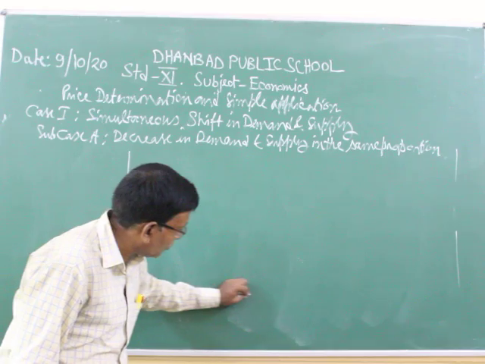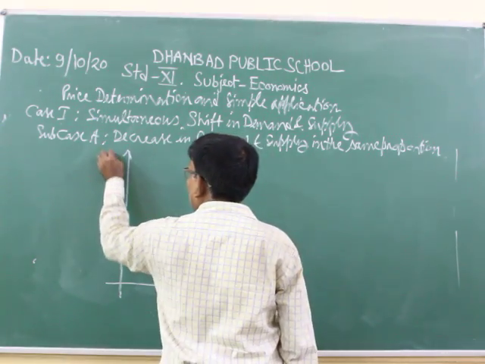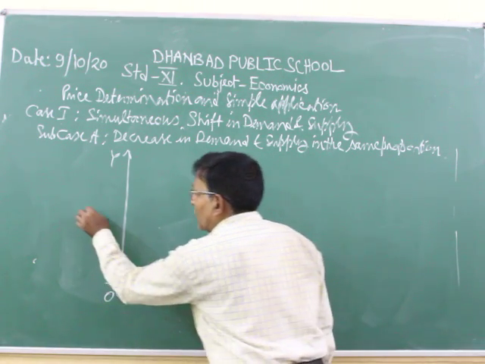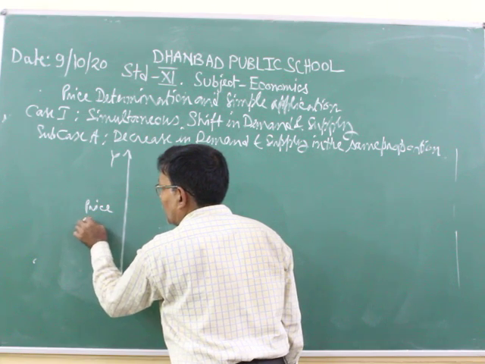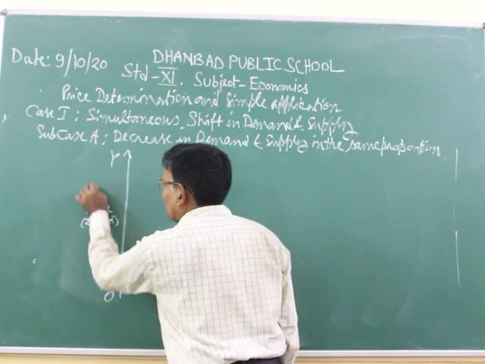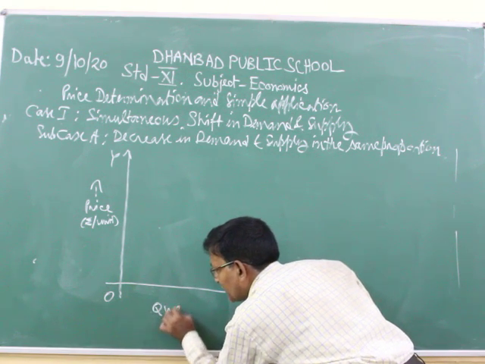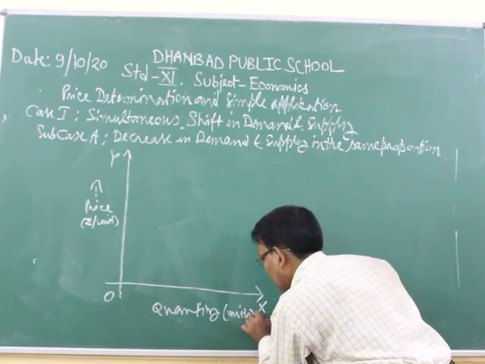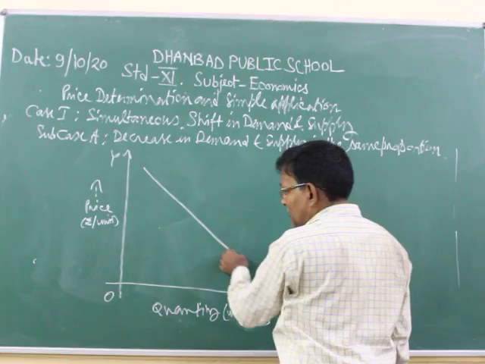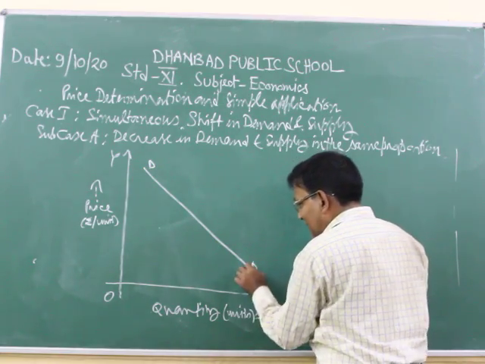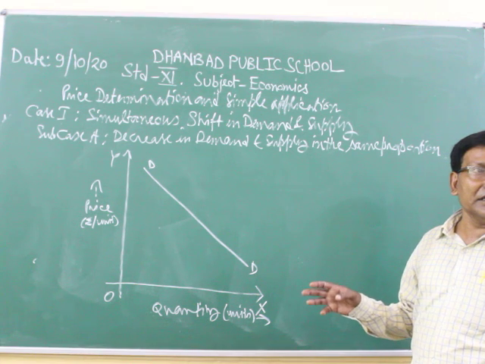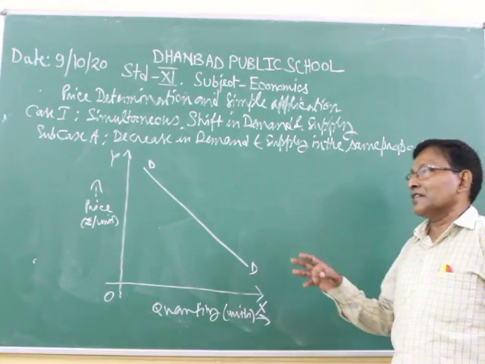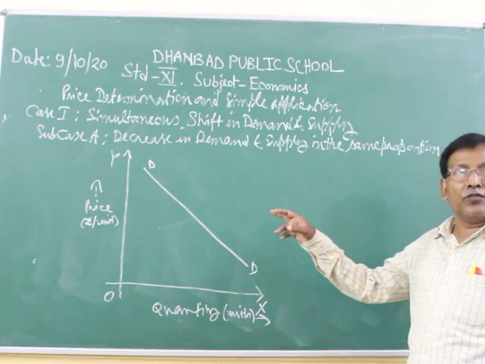This is the diagram which will first show the equilibrium price and equilibrium quantity. It is the x-axis. Here we will measure price, rupees per unit, and here we will measure quantity, measured in units. Now see, the demand curve is sloping downward due to the negative relationship between price and quantity demanded. When price increases, quantity demanded decreases, and vice versa. That is why the demand curve is downward sloping.